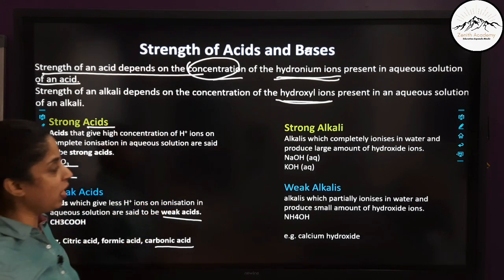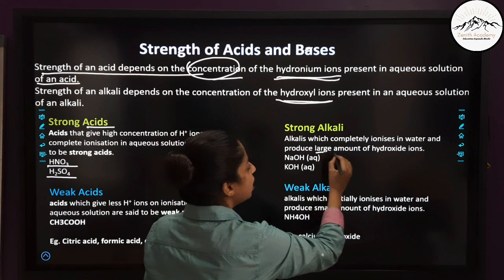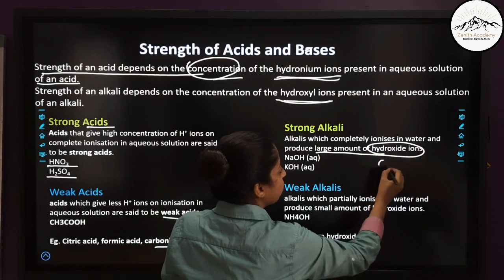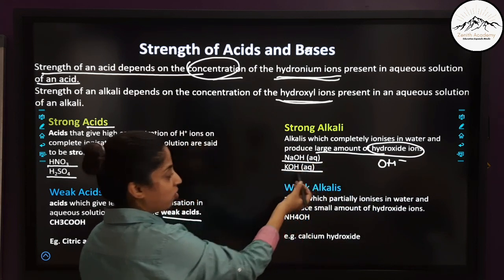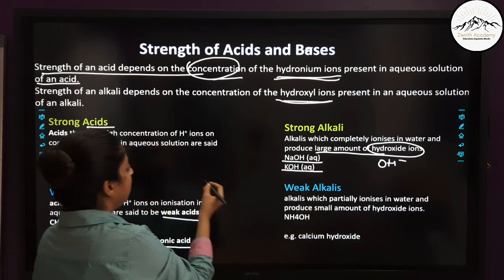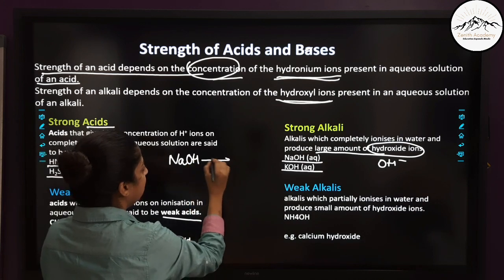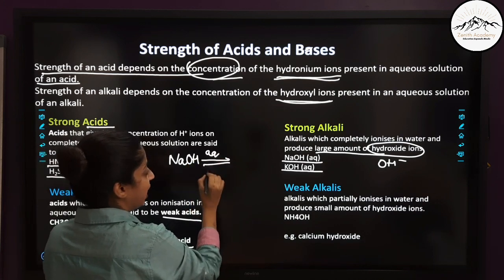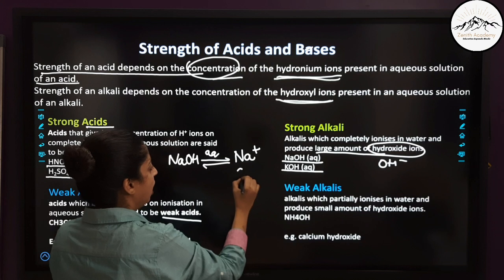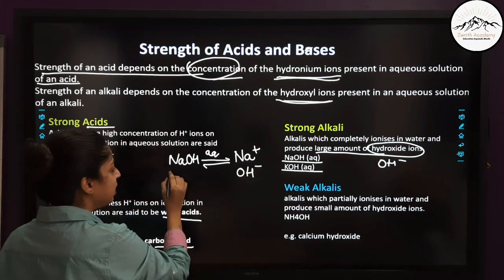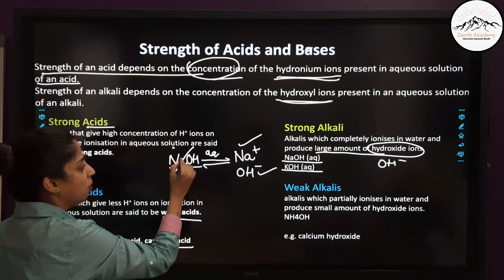Now let's look at strong alkalis. Alkalis which completely ionize in water to produce a large amount of hydroxide ions, that is OH minus ions, are called strong alkalis, like sodium hydroxide and potassium hydroxide. If we take an example of NaOH, it ionizes in aqueous medium, that is in the presence of water, to give sodium and OH minus. So it completely dissociates to give only ions. In the solution there will be only ions and no molecules.